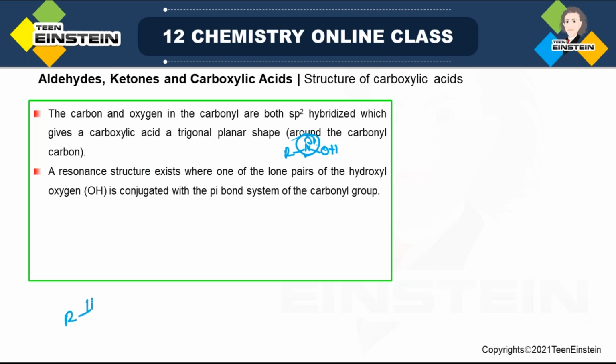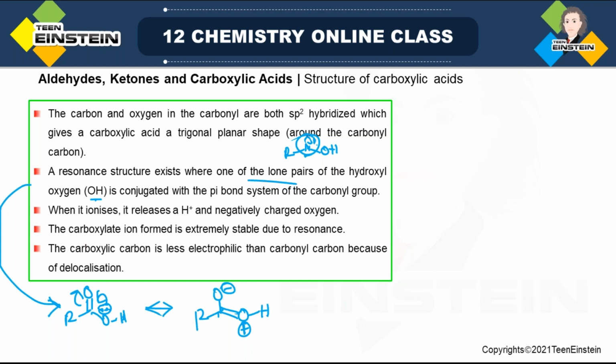So what type of resonance? RCOOH, right? Now the lone pair over this OH, if it is making an O-C bond, this pi bond is broken, and there will be a negative charge. So the structure will now be O minus, C=O+H, and oxygen is positive because a total of 3 bonds are there. So these two are the resonance structures. A resonance structure exists where one of the lone pairs of the hydroxyl oxygen is conjugated with the pi bond system of the carbonyl group. So this is the resonance that is possible.